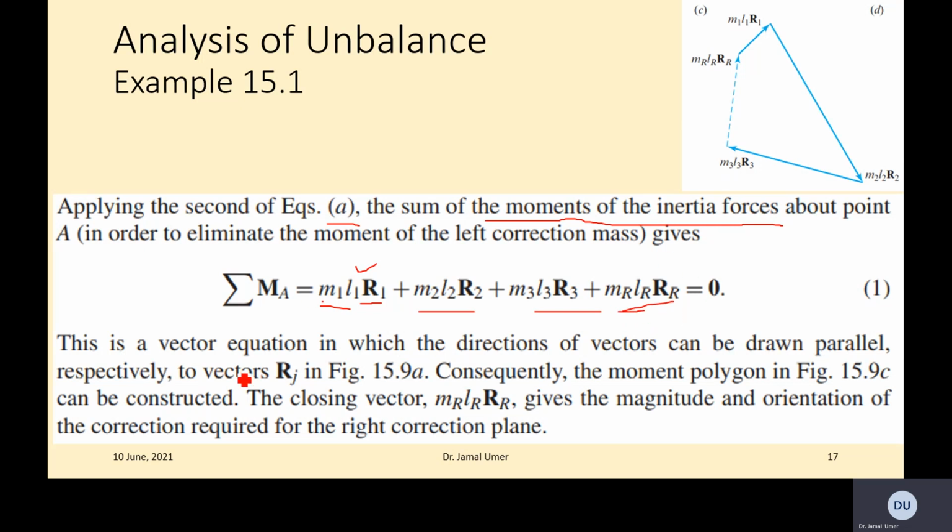So this is a vector equation in which the direction of each vector can be drawn parallel respectively to the vectors rj. Consequently, the moment polygon in figure 1.5c can be constructed. The closing vector m R r LR gives the magnitude and orientation of the correction required for the right correction plane.